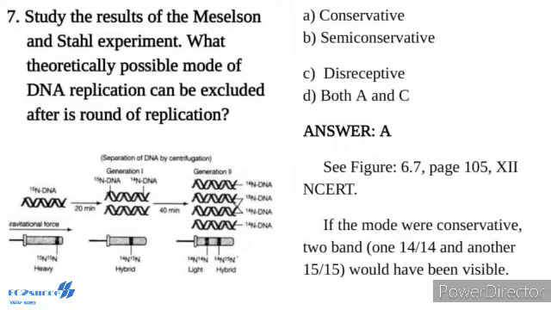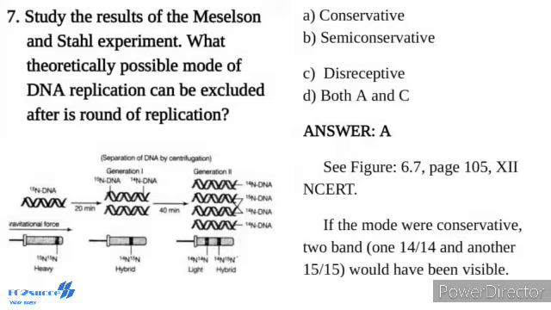Step number 2. Then they transferred the cells into a medium with normal NH4Cl, that is N14, and took samples at various definite time intervals as the cells multiplied and extracted the DNA that remained as double-stranded helices. The various samples were separated independently in a cesium chloride gradient to measure the density of the DNA.